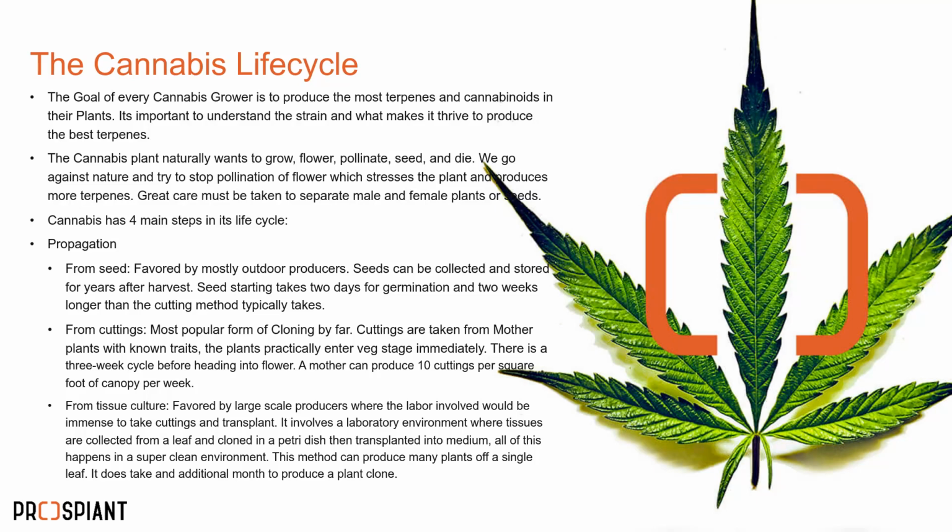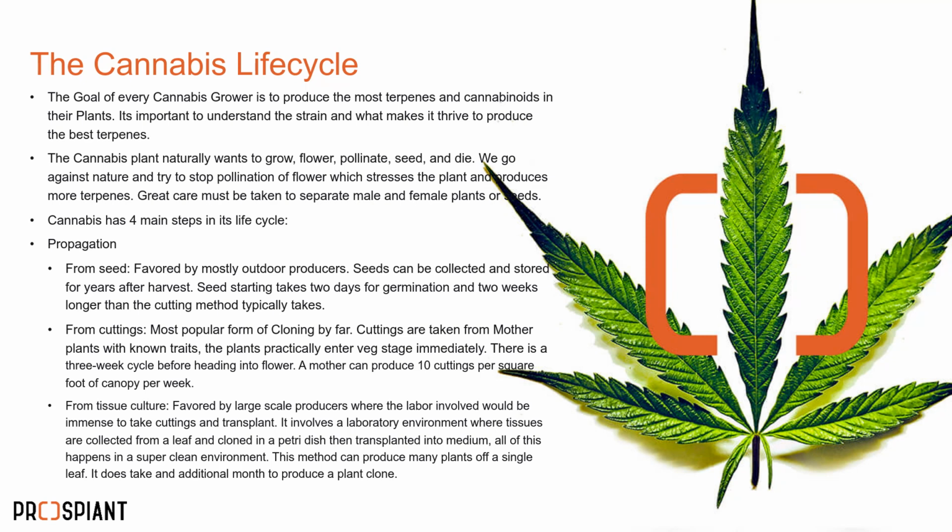However, great care must be taken to separate male and female plants so that they don't get pollinated. So whenever we're talking about cannabis plants and flowering, it's 90% where we're talking about the female plants that produce the flower. There are 4 main steps in the cannabis life cycle. And we're going to start first talking about propagation.